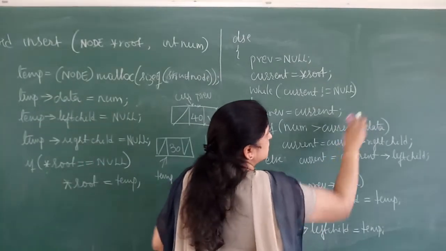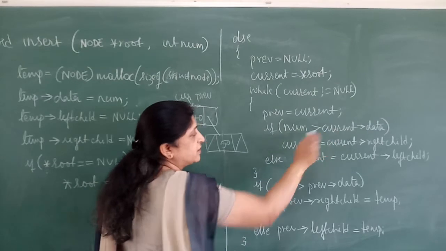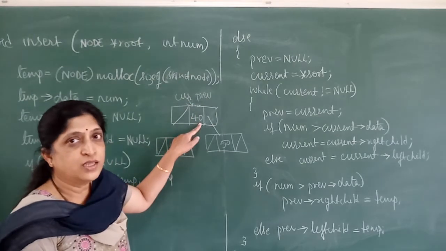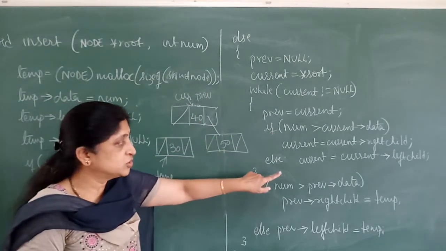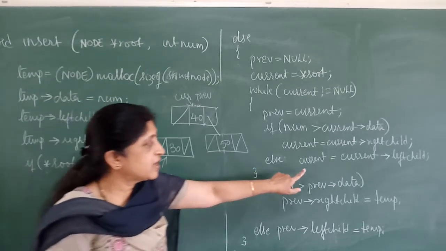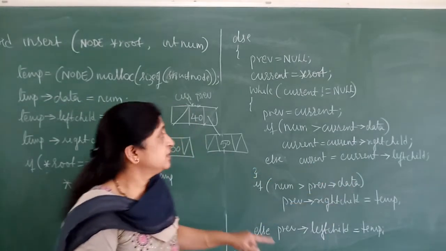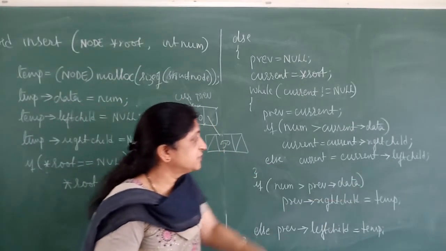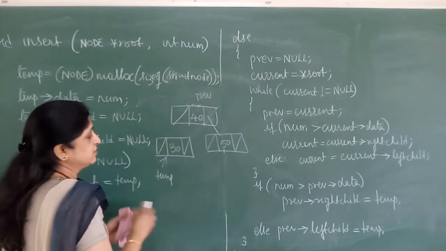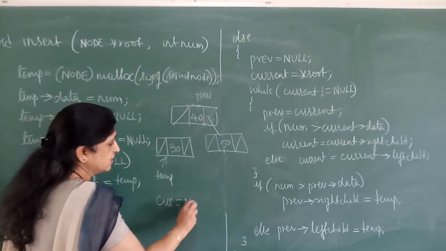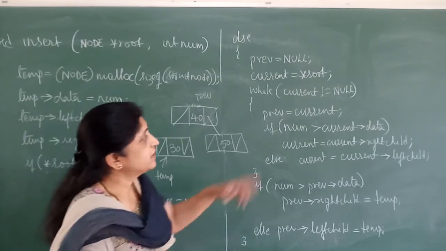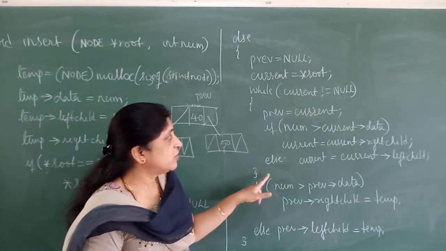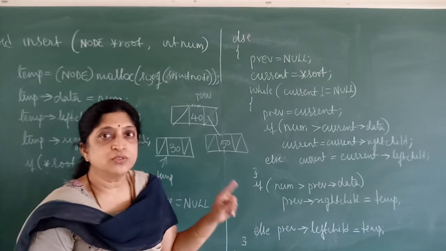Now I said the number is 30. Then it checks if number is greater than current data. Number is 30, current data is 40. This condition is false. Control goes to the else statement, where we make current equal to current left child. Current left child is null. So now current becomes null. Then while current is not equal to null, we are performing this loop. Now this condition is false. Control comes out of the while loop. We have found a position to insert.